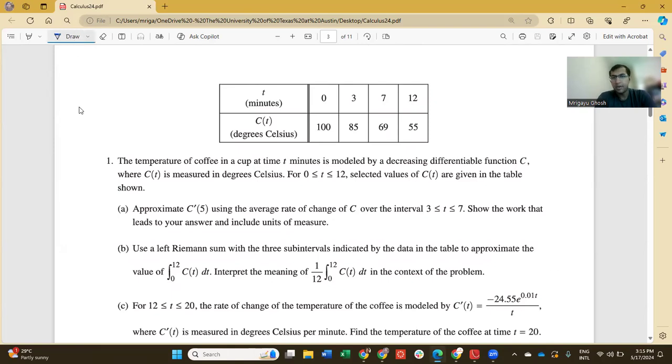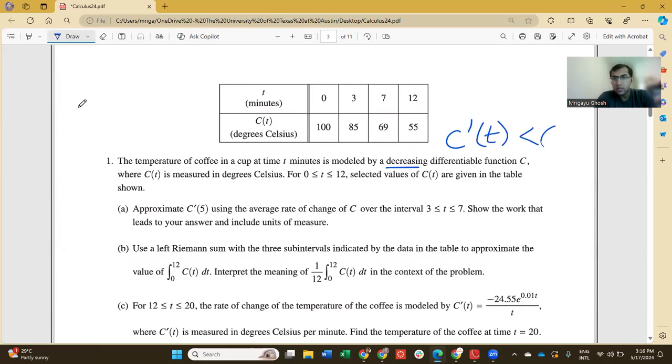I like to just take whatever I see in words and turn that into symbols that I can do math on. So we see that there's a decreasing differentiable function, which means that we have c prime of t is less than 0. So it's decreasing. Okay. And c of t is measured in degrees Celsius. Between 0 and 12 minutes, because the table shows that it's in minutes, selected values of c of t are shown in the table above.